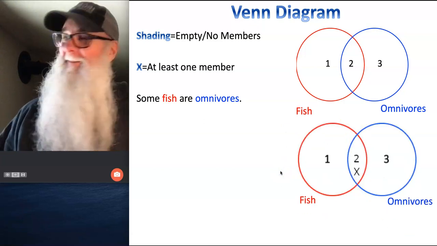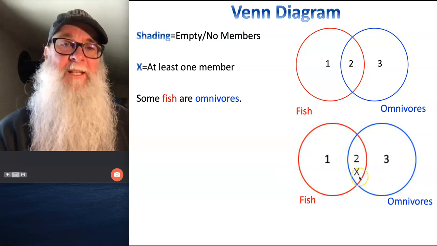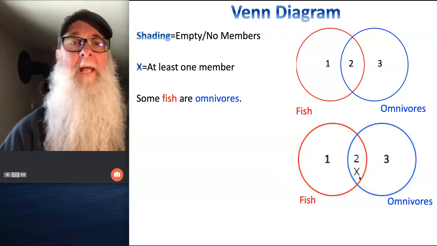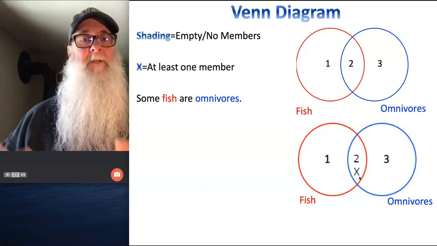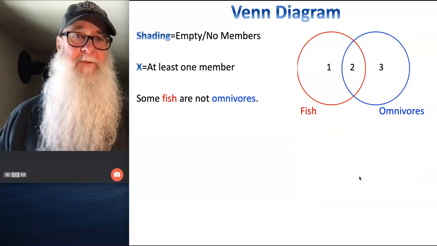Did you say area 2? Man, you're rocking this. All right. Yeah, area 2, I'm going to mark a single X. And what that X is saying is, hey, you know what? There's something here. There's at least one thing here. And because this thing is here in area 2, it is both a fish and an omnivore. And that illustrates the statement, some fish are omnivores.